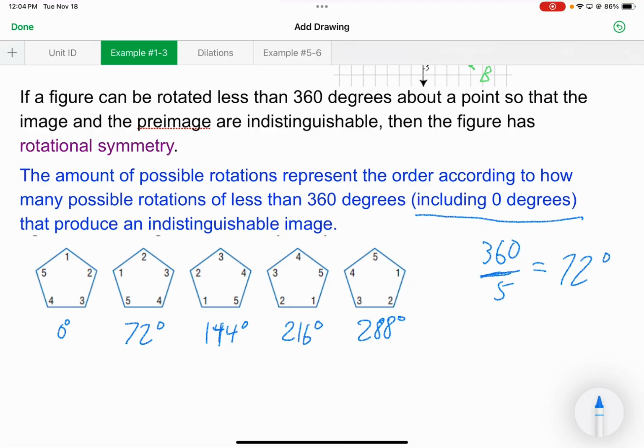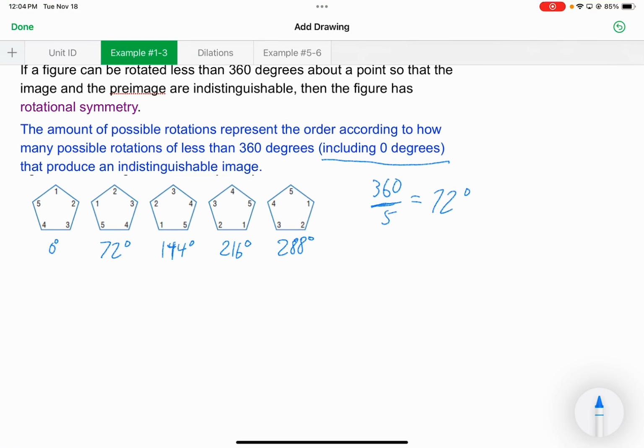How do you get 144 if you just divided to get 72? Because you're adding 72 each time. Okay, make it make sense. Why are we not at 360 yet? Because if I do it one more time, then it would be 360, but we don't want to count that.